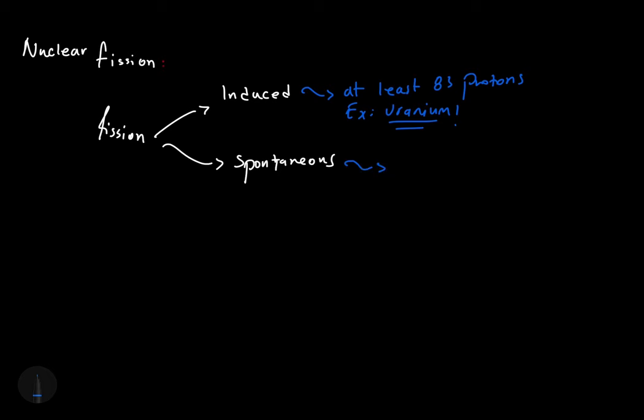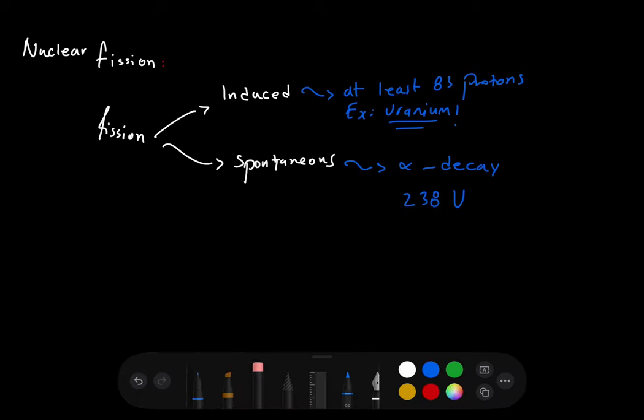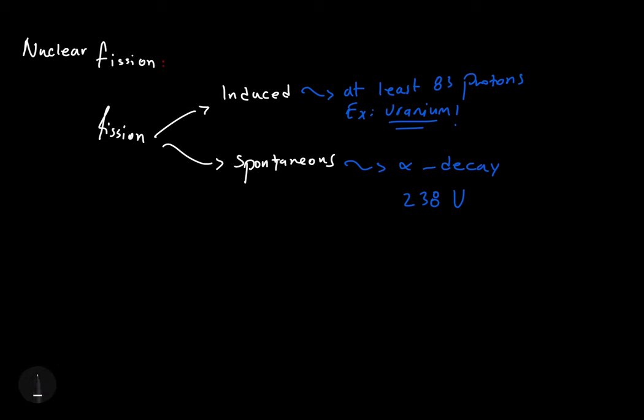Spontaneous fission reactions, on the other hand, happen randomly during the radioactive decay of particles of these heavy nuclei. So, for example, during the alpha decay of uranium-238, we see it being broken down into smaller parts. The topic of discussion for today is, of course, the induced version of this reaction and how it works in a power station.